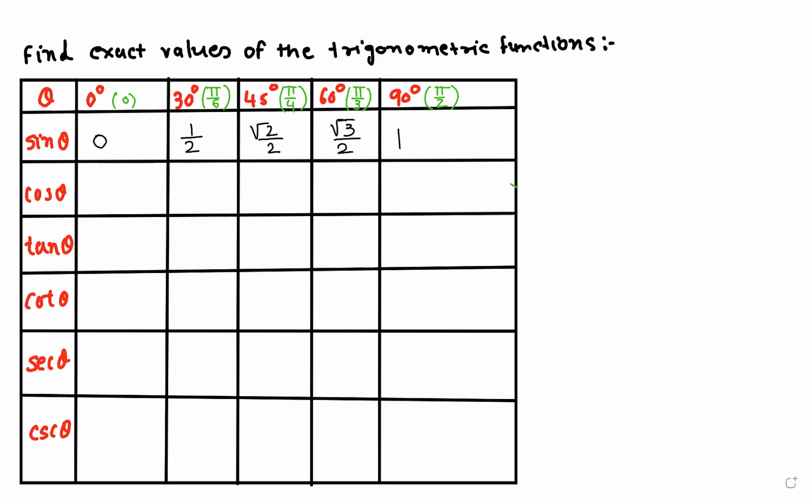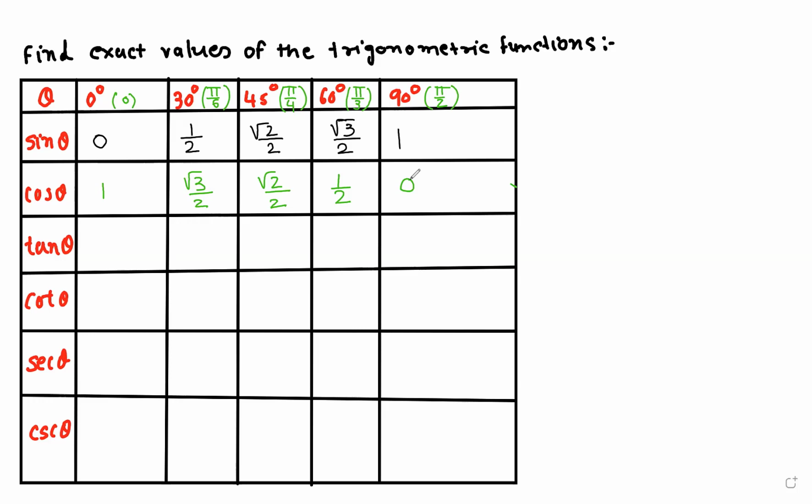Now to find the cosine of 0 degrees, 30 degrees, and so forth, we're going to start writing the values from the row of sine theta backwards. That means one will be the value of cosine 0, then radical 3 over 2 for cosine 30 degrees, radical 2 over 2 for cosine 45 degrees, 1/2 for cosine 60 degrees, and 0 for cosine 90 degrees.